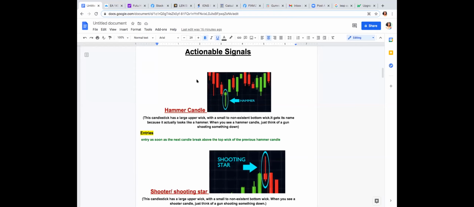So we have a hammer candle. Now this candlestick has a large lower wick, I should state, with a small to non-existent upper wick. It gets its name because it actually looks like a hammer. So if you can see here, it looks like a hammer candle. When you see a hammer candle, just think of a gun shooting something down, right?